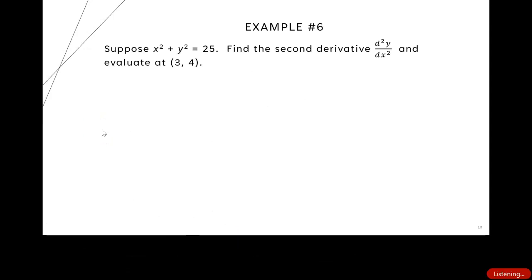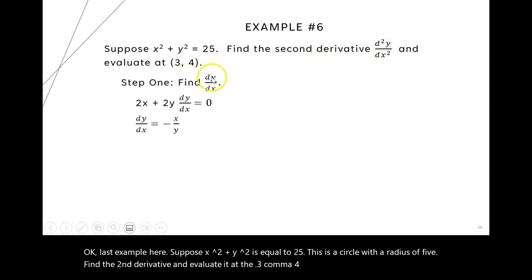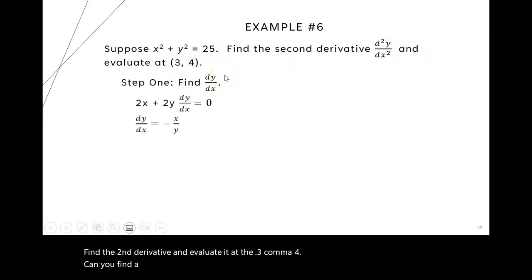Okay, last example here. Suppose x squared plus y squared is equal to 25. This is a circle with a radius of 5. Find the second derivative and evaluate it at the point 3, 4. So to find a second derivative, we need to have the first derivative. So we find dy/dx.